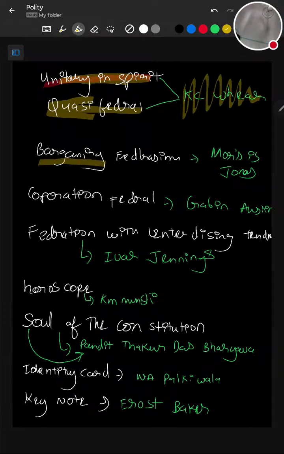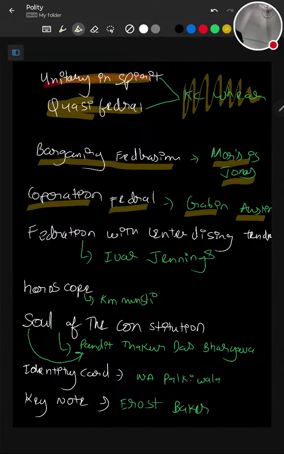Now, bargaining federalism. Bargaining basically means you are bargaining and taking everything, which is said by Morris Jonas. Imagine Morris Jonas as bargaining for more. We don't do that, but just imagine that. Then cooperative federalism, that is said by Granville Austin. So cooperation, when you're doing, you're grabbing everything. Imagine that. Then federalism with centralizing tendency. It is said by Ivor Jennings. So tendency you could imagine as a hot iron going through the jeans, so that is Jennings.